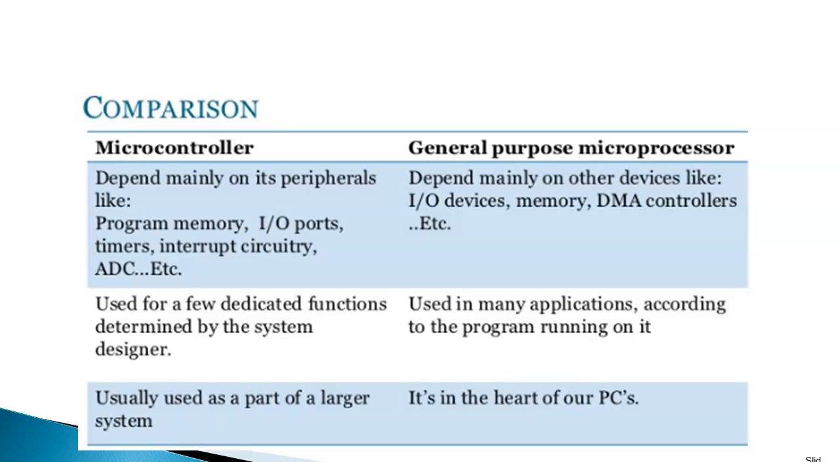A microprocessor is used mainly in applications, that is, to run programs. A microcontroller is used as a part of a flash system because the CPU is very big. But the microprocessor is the heart of a computer PC, that is, a personal computer.